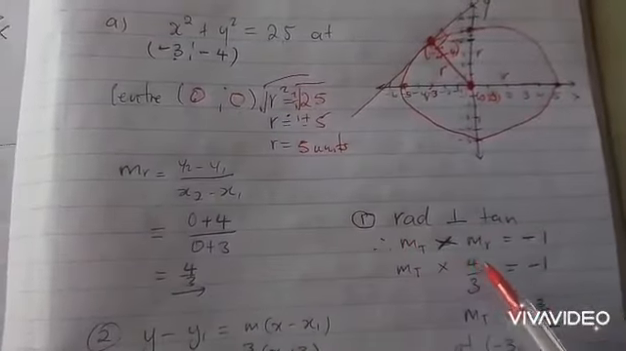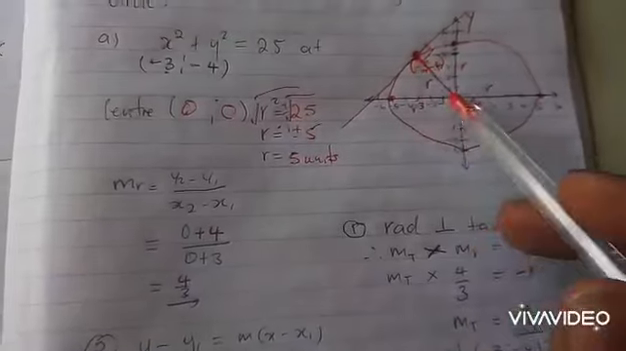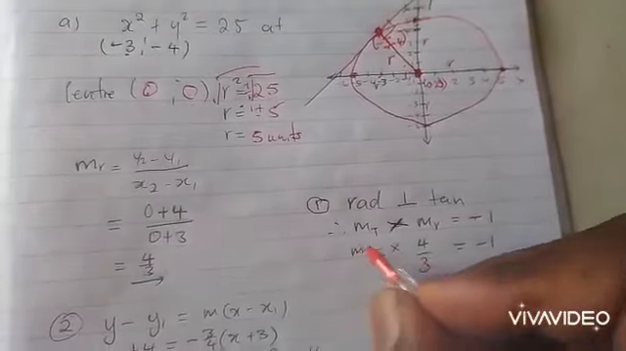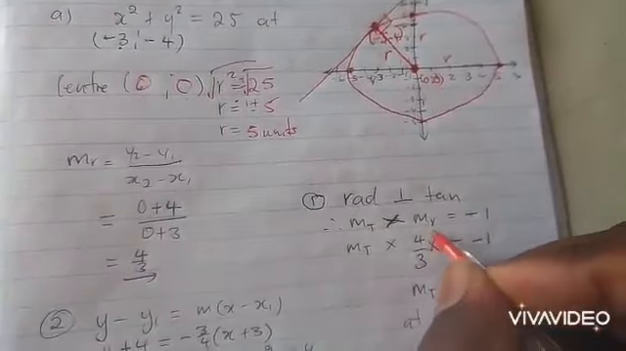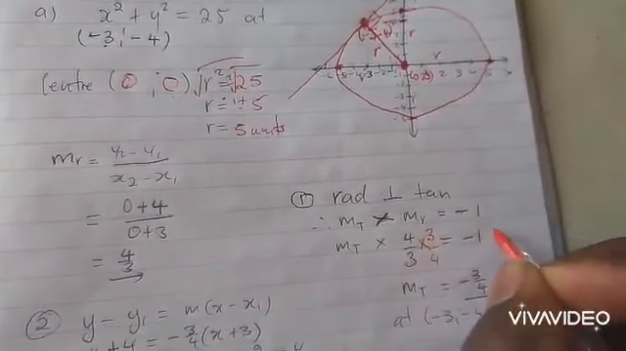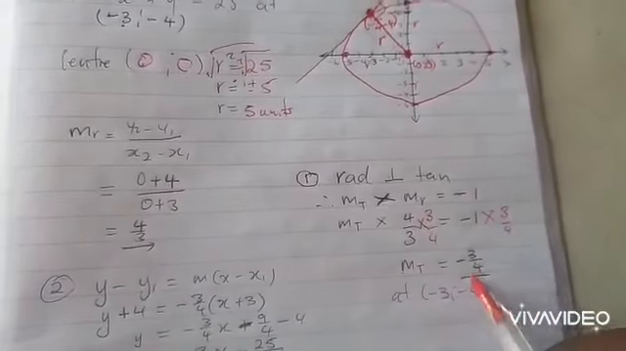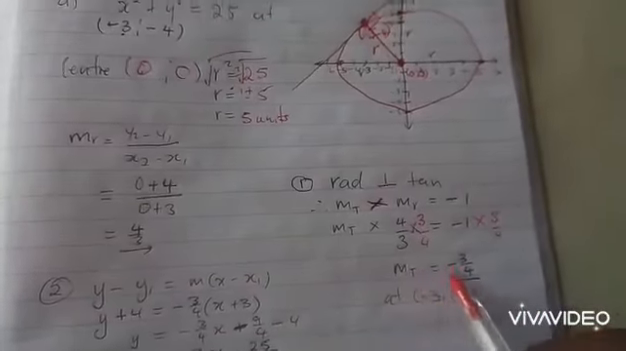Then we can substitute, because we now have the gradient of this radius. To solve for the gradient of the tangent, we multiply by the inverse of this, which is 3 over 4, here and there as well. So the gradient of the tangent is minus 3 over 4. Now we have the gradient of the tangent.